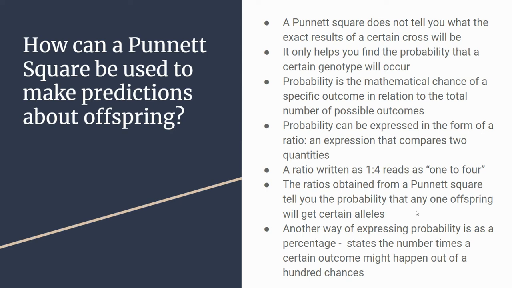My genotypic ratio is 1 to 2 to 1, but my phenotypic ratio is 3 to 1. Do you see how there are different ratios? So you want to make sure that you are understanding which ratio the question is going to be asking you for, the genotypic or the phenotypic ratio. Sometimes, like on 342, they're going to match. Sometimes, like on page 343, they're not going to match. Okay? Does that make sense?